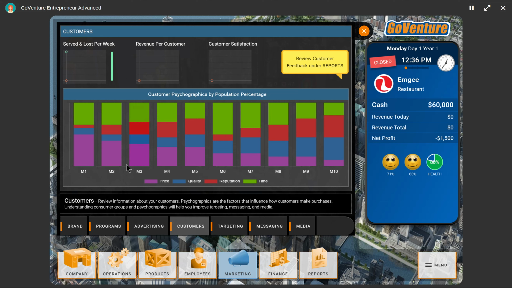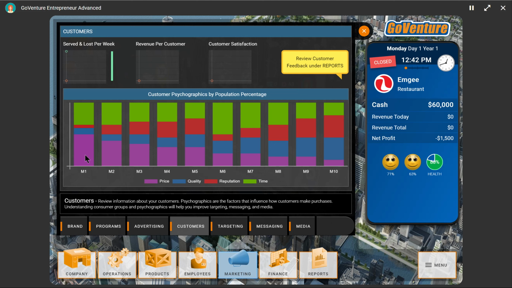So here on this screen, we are seeing that in our city, in terms of the customers that are approaching us, there's 10 types of consumers. We've profiled them into 10 groups, and we can see each of the groups here. In this particular case, they're labeled M1, M2, M3 because I'm on Main Street, and they're just labeled to match Main Street. And at the bottom in our legend, we can see what factors influence each of these consumer groups. So I can see price, quality, reputation, and time.